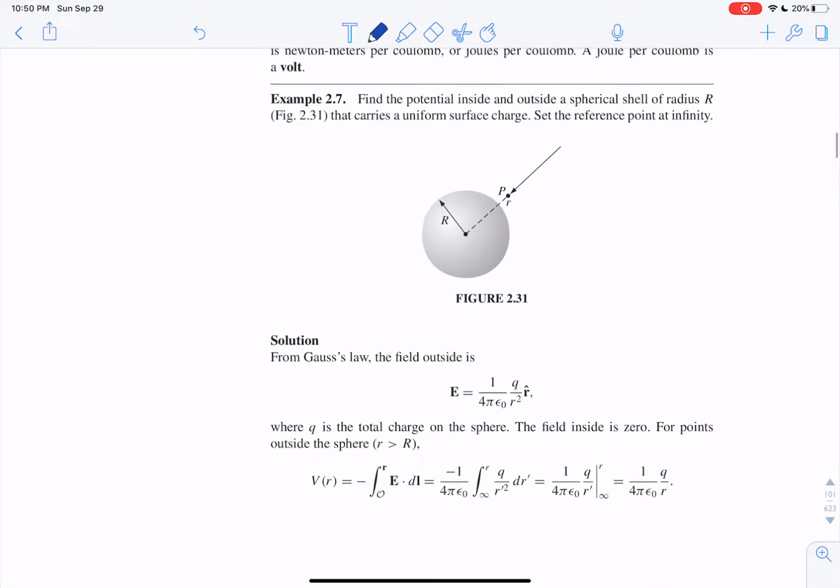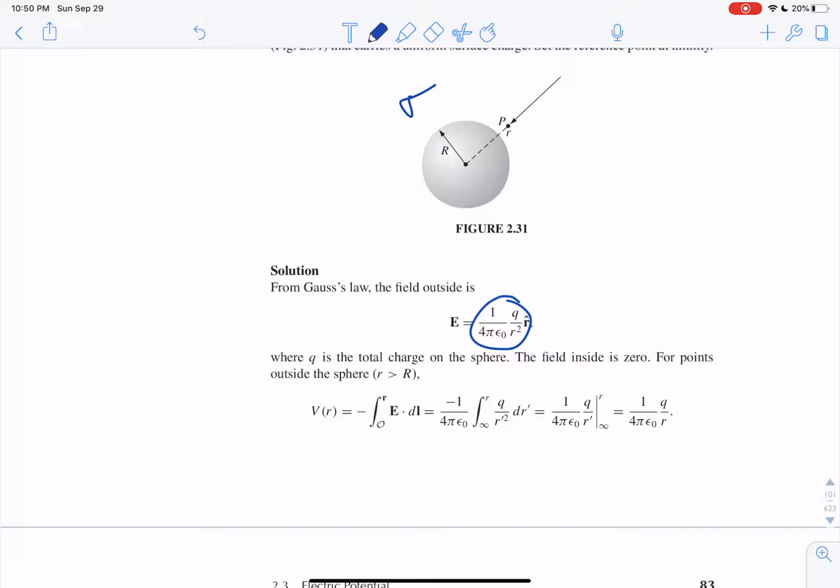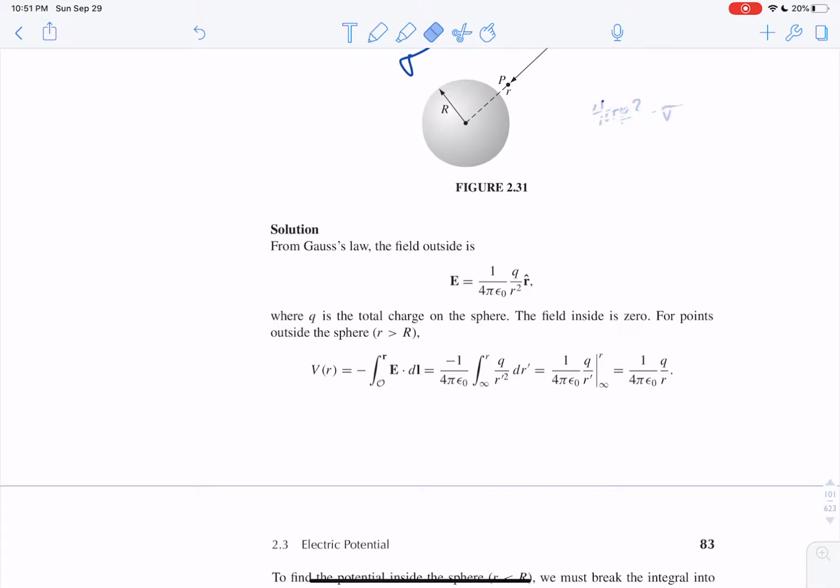Okay, so the question is, find the potential inside and outside of a spherical shell of radius R that carries a uniform surface charge. So it's just a surface charge, some sigma, and say our reference point at infinity is 0. We know that the electric field is just 1 over 4 pi epsilon naught times Q over r squared, and Q is the total charge on the sphere. Remember, the total charge on the sphere will be 4 pi R squared times the charge density, sigma. That should be the total charge Q.